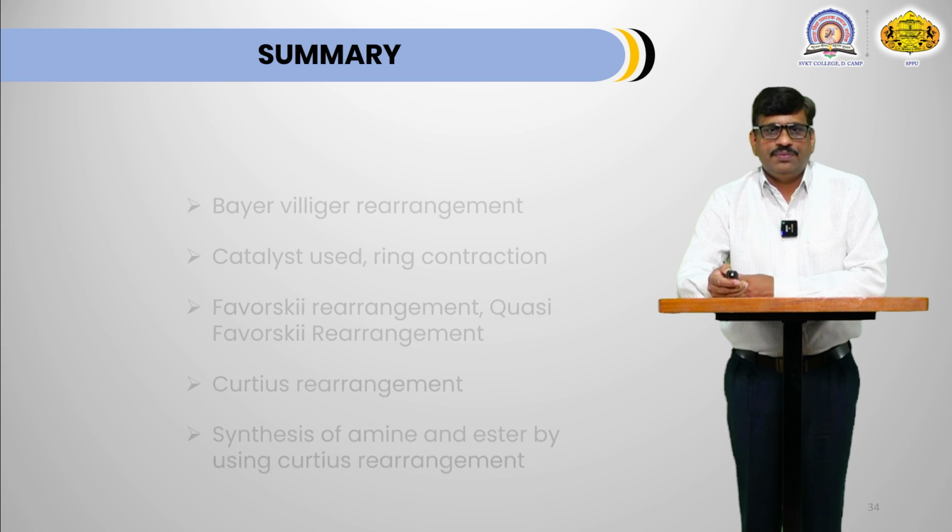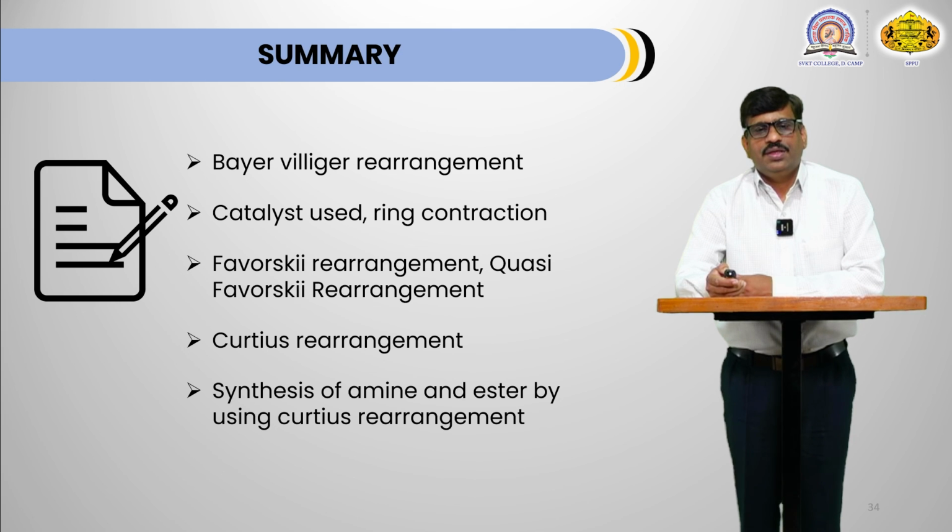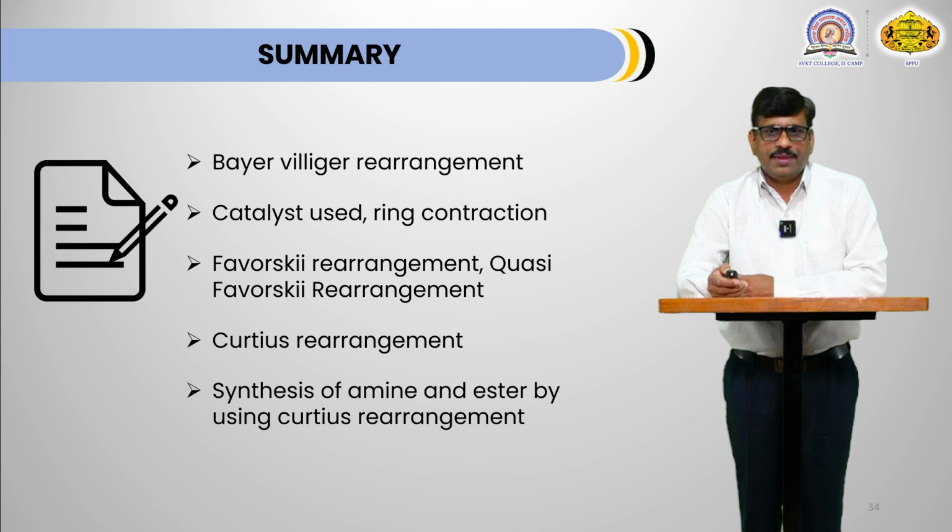Summary of today's session. We have seen the Baeyer-Villiger rearrangement reaction. In the Baeyer-Villiger rearrangement reaction, peracid is the reagent which is used. It is also called the Baeyer-Villiger oxidation reaction. In this case, ketone is converted to the corresponding ester. Different reagents are used in Baeyer-Villiger oxidation, that is metachloroperbenzoic acid, peracetic acid, and all other peracids can be used. In some cases, ring contraction takes place.